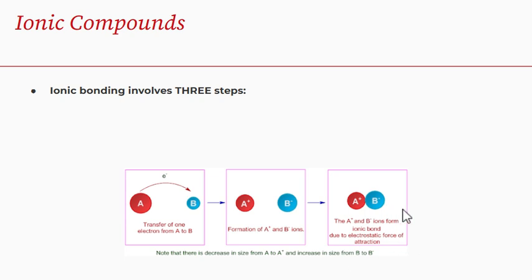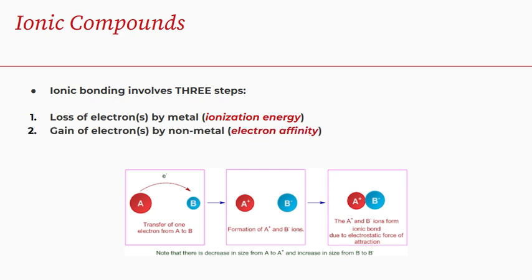So, ionic bonding involves three main steps. The loss of electrons by the metal. The metal loses its electrons, which is the ionization energy that we talked about in our trends of the periodic table. An element losing an electron requires a certain amount of ionization energy. Then the second step is the gain of electrons by the nonmetal, which is the electron affinity, the energy produced when an atom gains an electron.